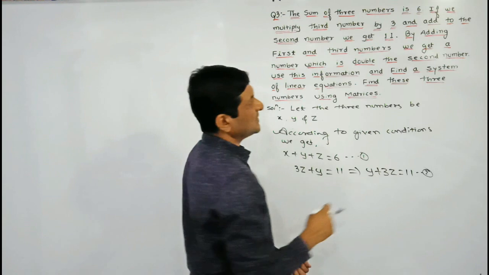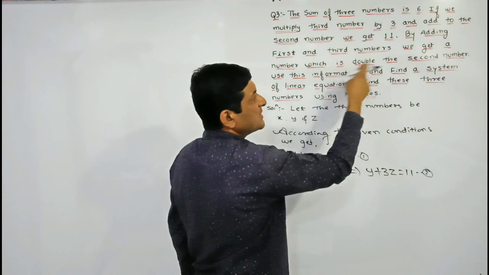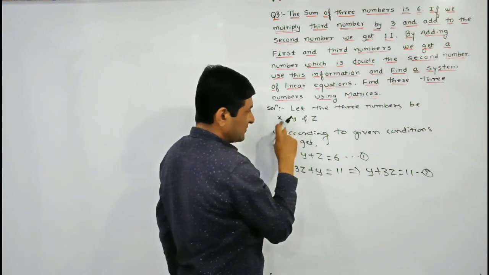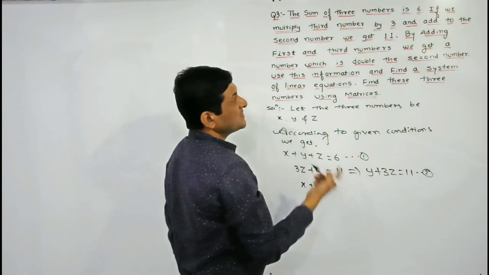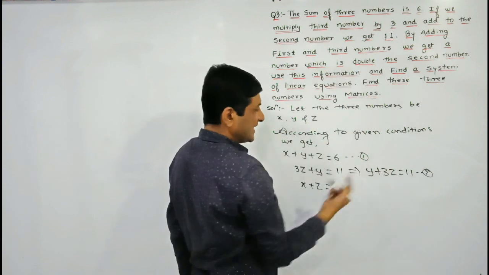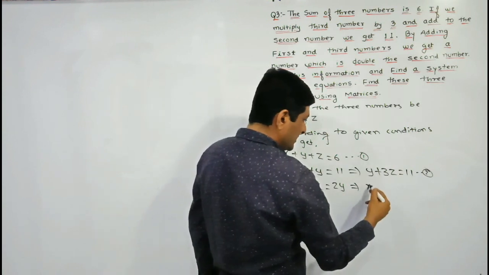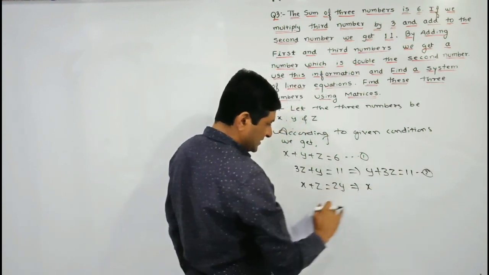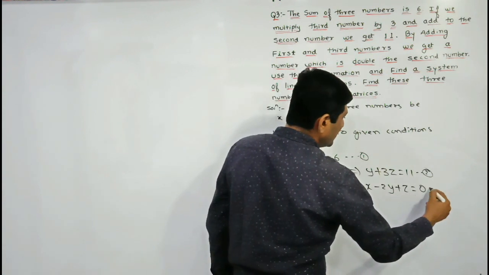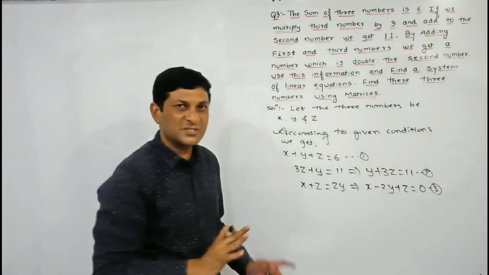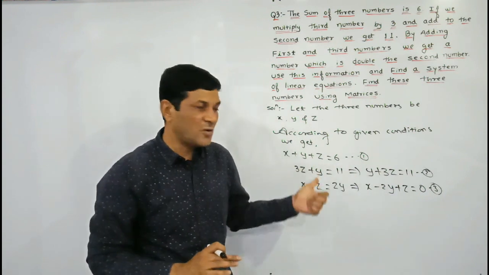Now observe the last condition. By adding the first and third, we get a number which is double the second. Adding the first and third means X plus Z. We get a number which is double the second number. The second number is Y, so double the second number means 2Y. Let us write this equation as X plus Z equals 2Y. Using transposition, plus 2Y on this side will become minus 2Y, so X minus 2Y plus Z, and the remaining term on this side will be 0. This is denoted as equation number 3. In this way we have got three equations.